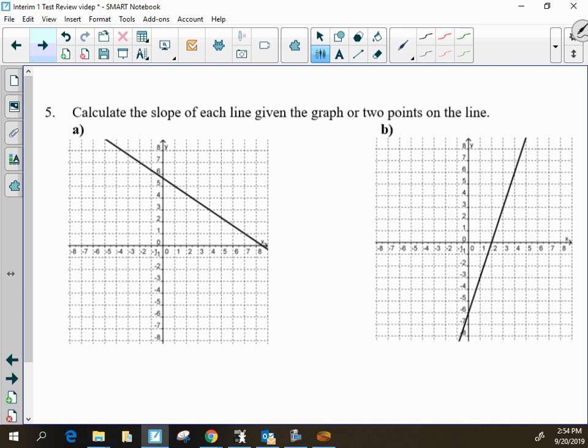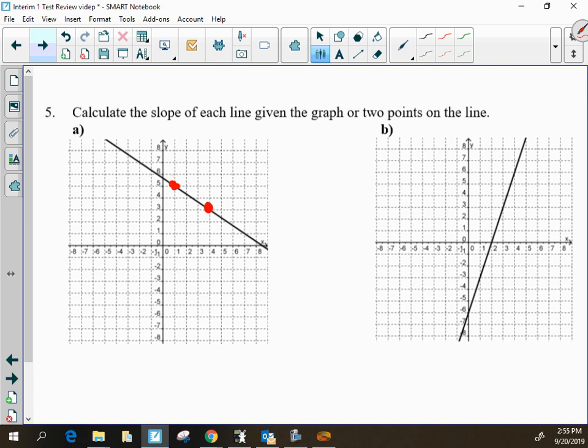All right, so that's it with the line of best fit. Now we're just moving into graphing lines. So the first thing that asks us to do is to calculate the slope of each line given the graph for 2 points. So here we're given the graph. So to find the slope, you pick 2 points on your line. There's 1 point, there's another point.